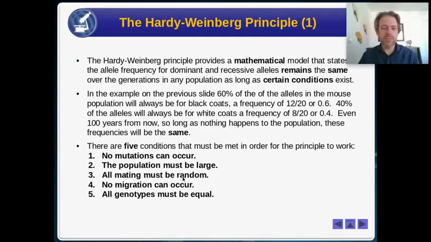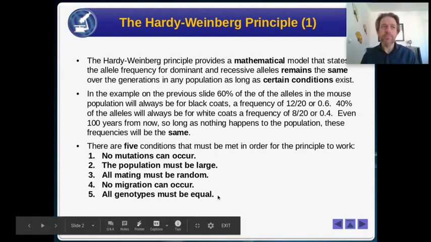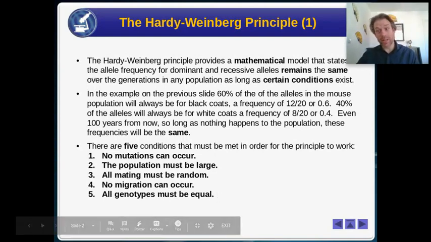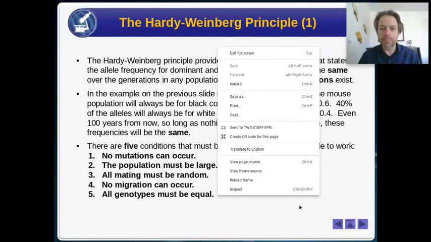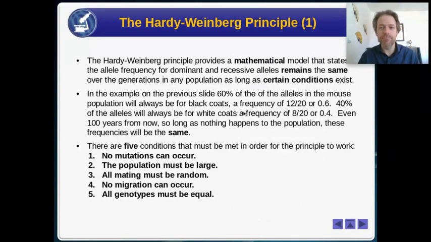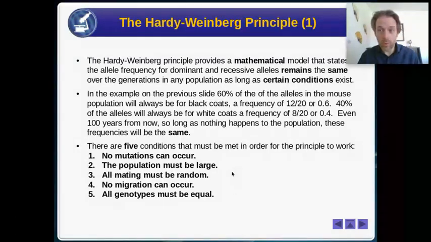And lastly, all the genotypes must be equal. What that means is that one genotype, well, actually, more technically speaking, one phenotype, that's the result of the genotype, is not selected for, okay, positively, or selected against negatively by natural selection. Okay, so basically saying that both genotypes that are possible have an equal chance of survival, and as long as all of these are met, then it's saying that these population frequencies ought to remain the same.